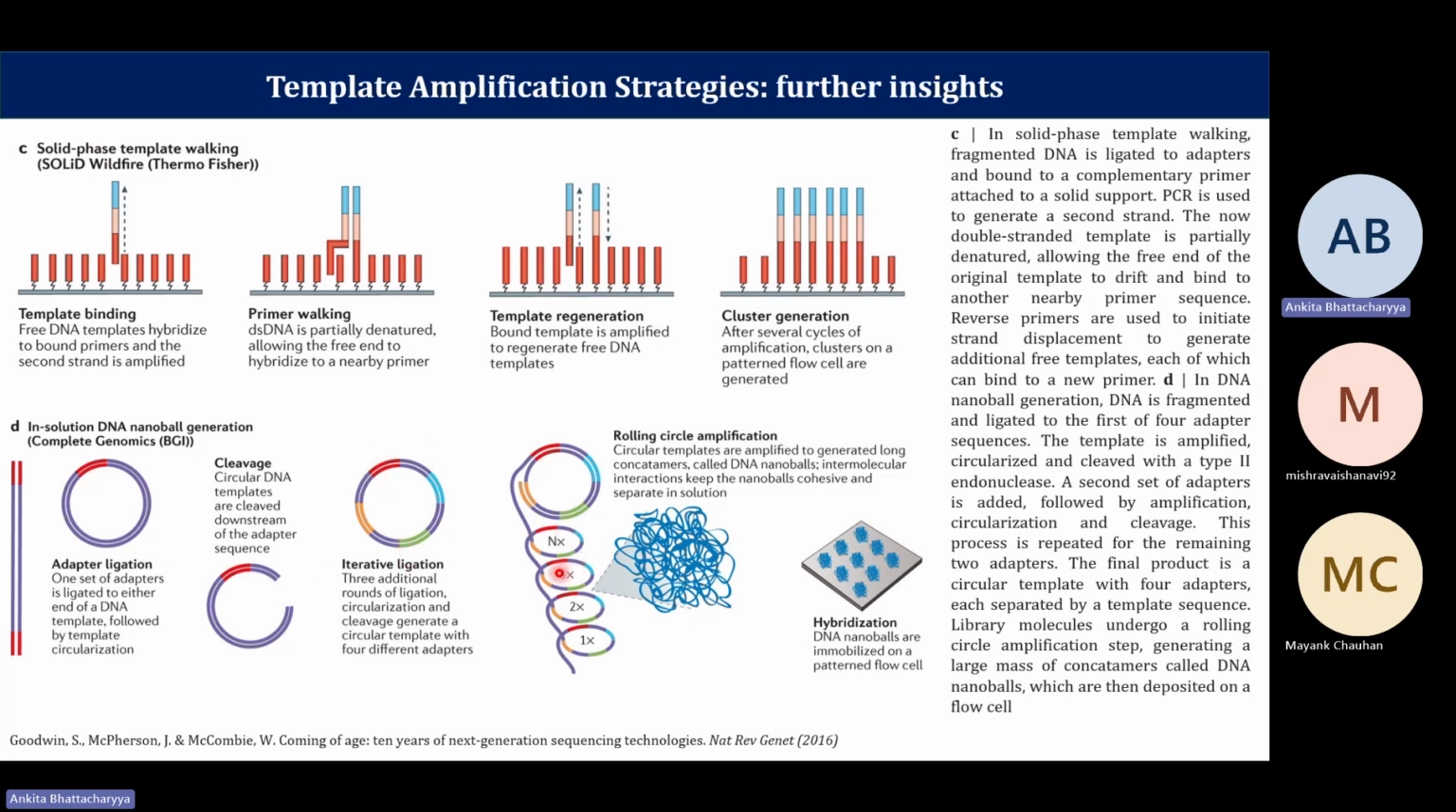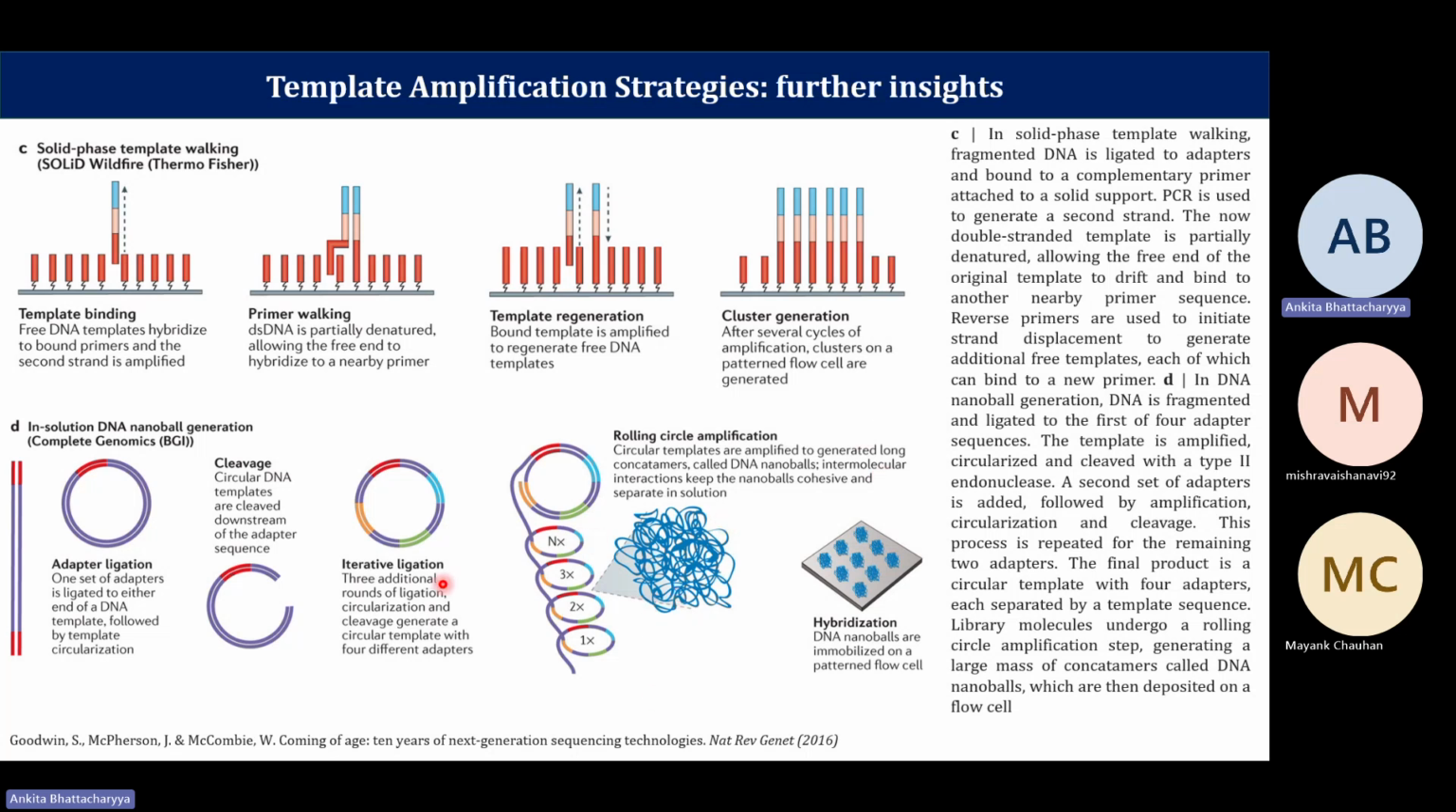And what happens after that is the most defining step of this technique, that is the rolling circle mode of amplification. What happens there? If you have learned about the rolling circle mode of DNA replication, then you know that it generates concatenated sequences, right? So here you have circular templates which are generating long concatemers called DNA nanoballs.